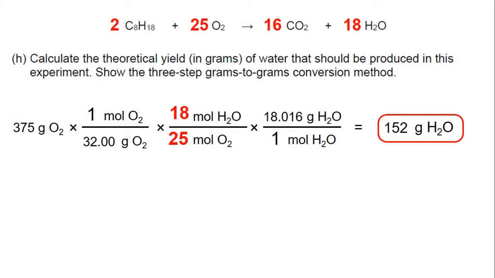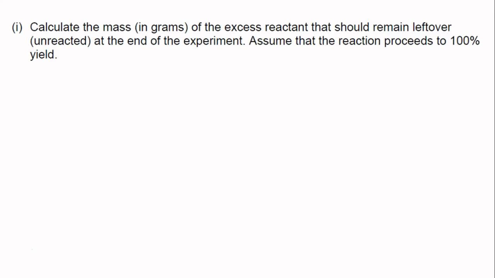Now we've got theoretical yield values for both CO2 and H2O. Let's take a look at part I in this question. Calculate the mass in grams of the excess reactant, again that should be the octane, that should remain left over or unreacted at the end of the experiment. We can assume for the calculations in part I that the reaction proceeds to 100% yield.